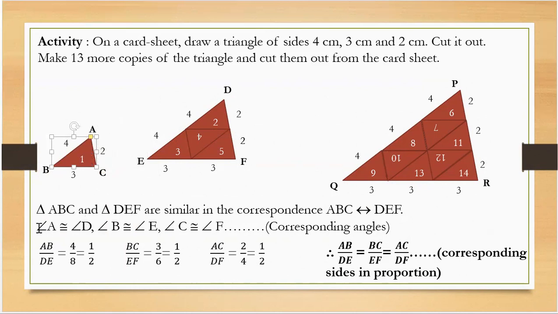Now let us study the lengths. So see here, angle A is congruent to angle D. It is equal, meaning congruent. Angle B is equal to angle E, and angle C is equal to angle F. Those are called corresponding angles, all the angles which are equal between the first and second triangle. Now we are going to take a ratio. With ratio you will understand what proportion is. Proportionate means what?